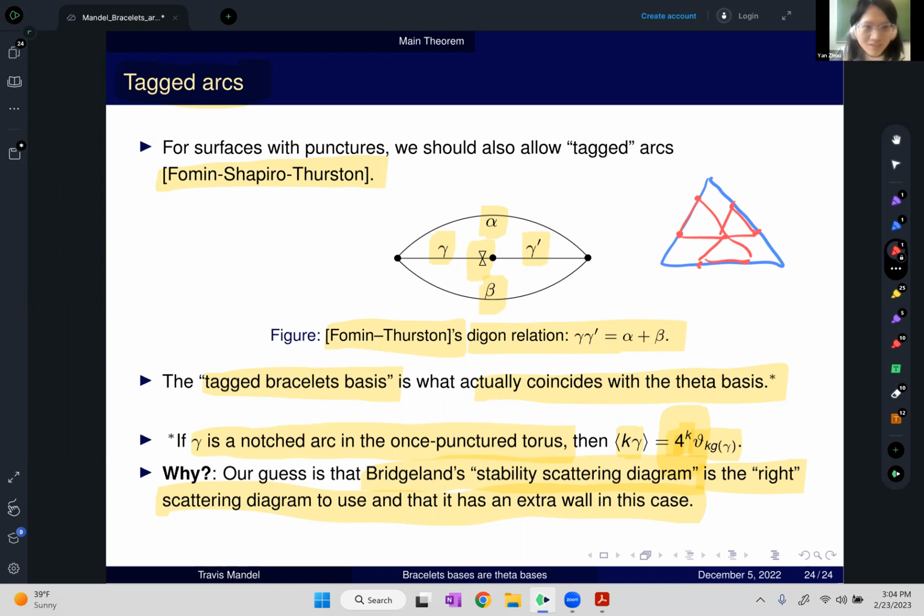Travis? Yeah. So can you say more about why looking at these tropical theta functions will help you prove that gluing lemma? Is that what you just said? Yeah. So can you say more about it?